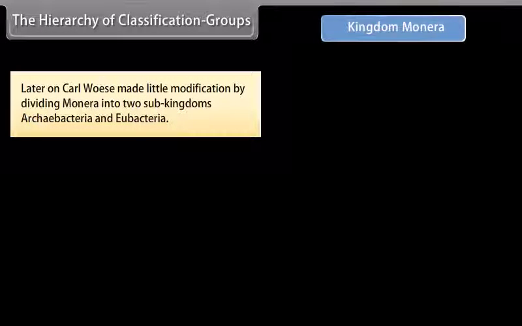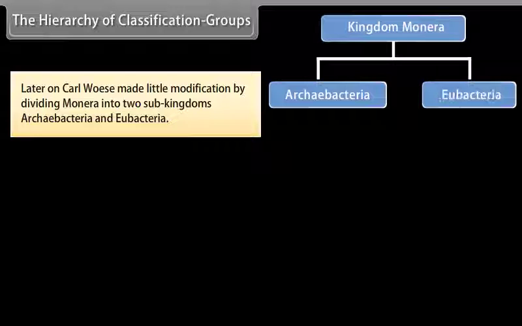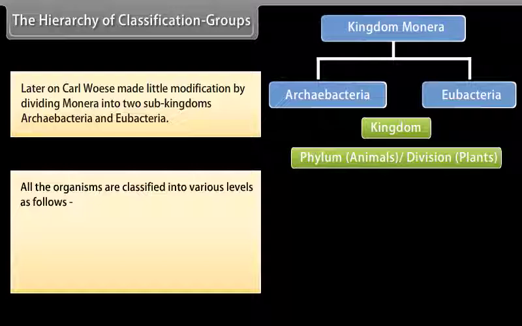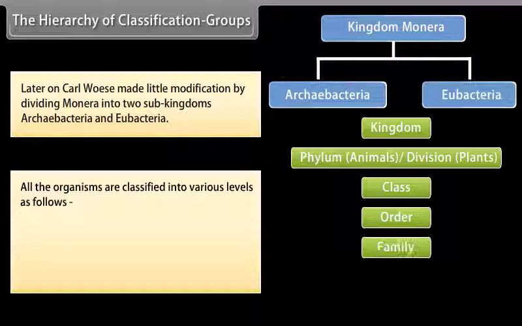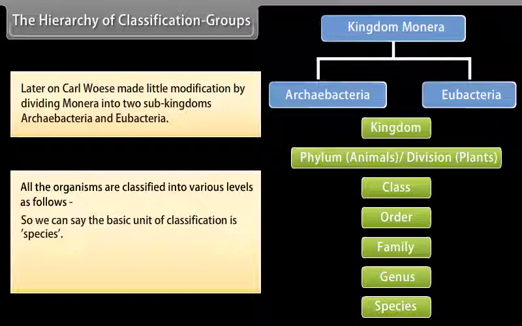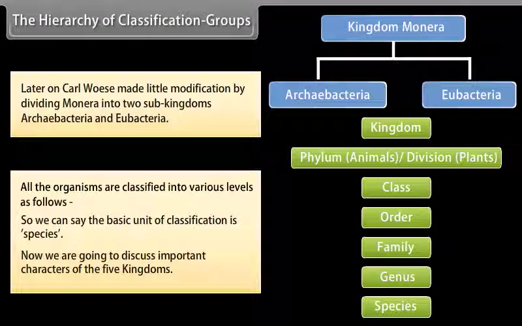Later on, Carl Woese made a little modification by dividing Monera into two sub-kingdoms, Archaebacteria and Eubacteria. All the organisms are classified into various levels as follows: Kingdom, Phylum (for animals) or Division (for plants), Class, Order, Family, Genus, Species. So we can say the basic unit of classification is species. Now we are going to discuss the important characters of the five kingdoms.